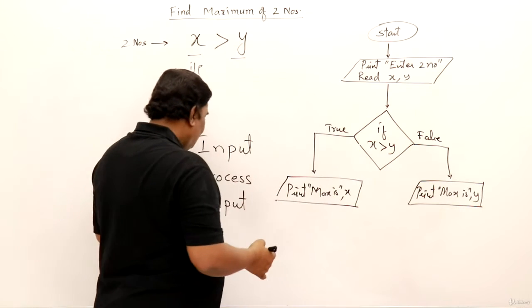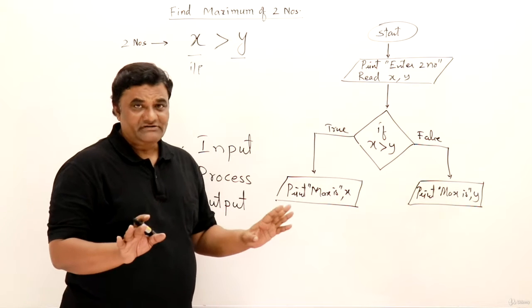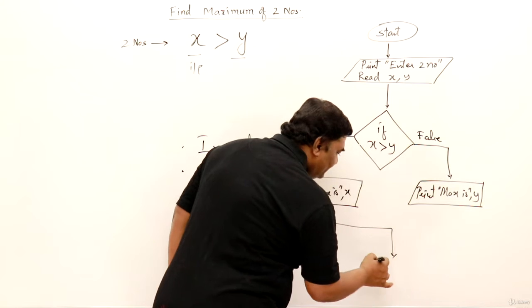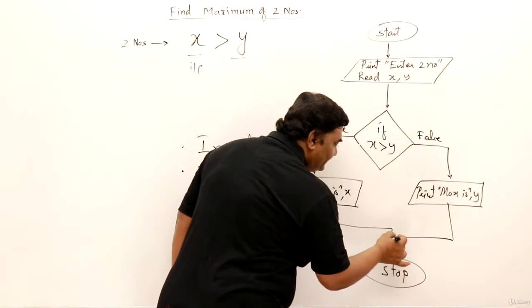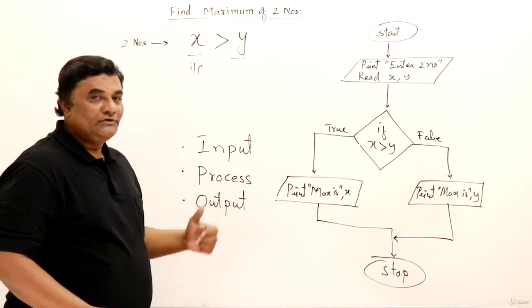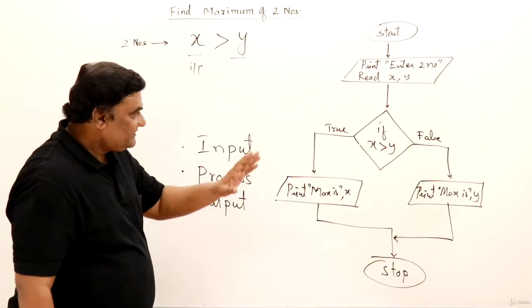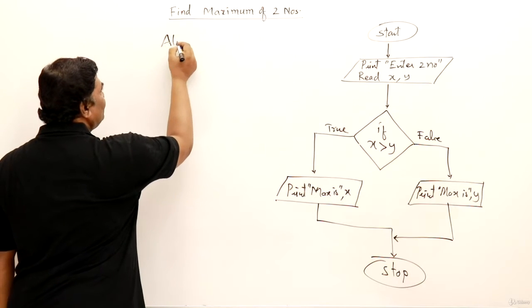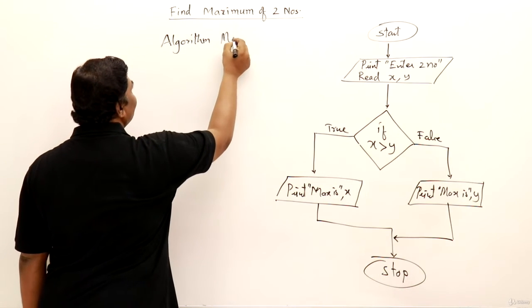Then after this is over, output is over, this itself is output. So in this example there is no processing, right? Then after this, end of the flow chart, so it will go and stop. So from that side also it will come and join this one. This is a flow chart for finding greatest or maximum of two numbers. Now the same thing I will write as an algorithm here, then afterwards I will write a program. So I will call the algorithm name as max, algorithm max.